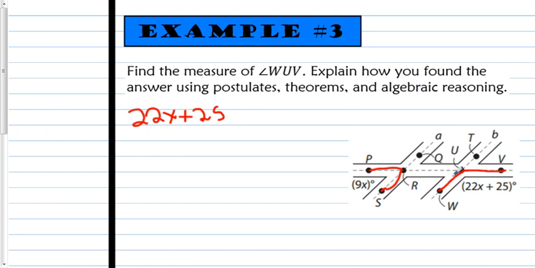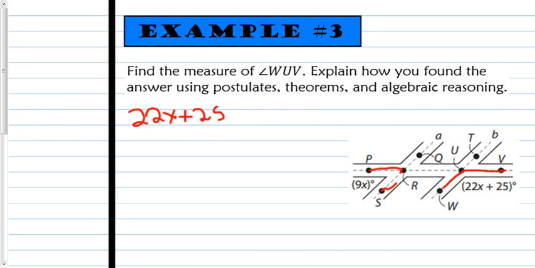Now, angle WUV and angle SRP, I know they're not interior angles because they're not on the inside. These would be the interior angles right here. So they're not interior angles. So they're not same side interior angles. They're also not alternate interior angles. That either leaves corresponding or it leaves alternate exterior.